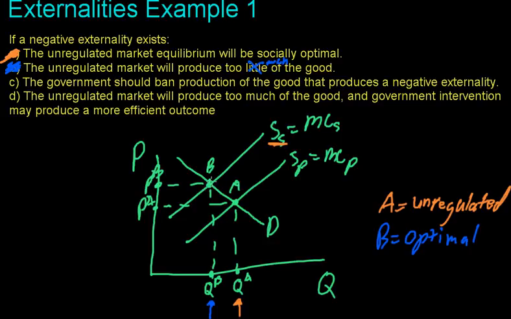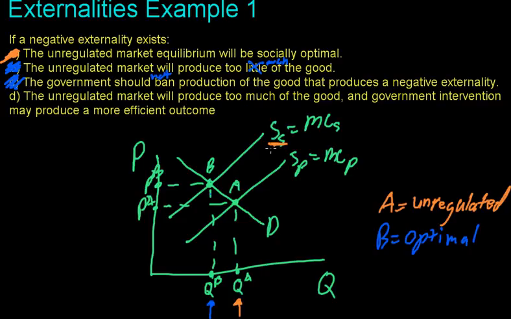If demand didn't exist at this price level, if demand was just a line that started right here, then it would make sense not to allow the production of this good because the costs are too high and no one would want to buy it. But even in that case, the government should not ban the production. It should just force the producer of this good to bear all of the costs. So the government should not ban production. We know that answer is wrong, and that only leaves D.